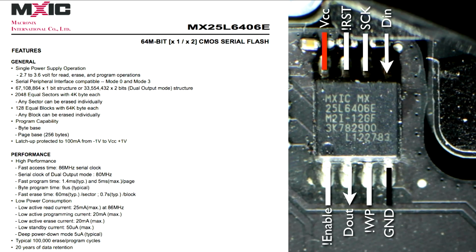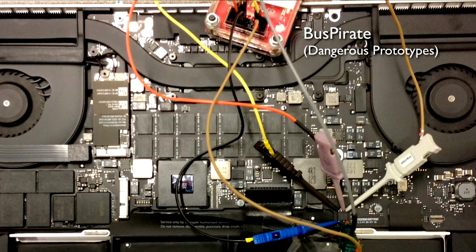SPI means that it has data in, data out, and an external clock that's controlled by external hardware. What a lot of other researchers have done is use the Bus Pirate, which is an off-the-shelf logic analyzer tool, and comes with these test clips so you can easily hook it up. The problem is the Bus Pirate's kind of slow. It takes a couple hours to read and write the ROM, and it's very fiddly.